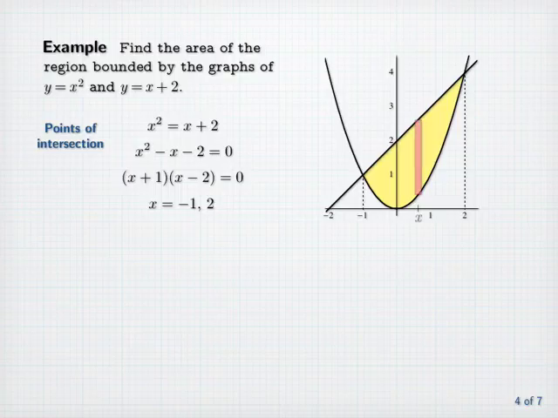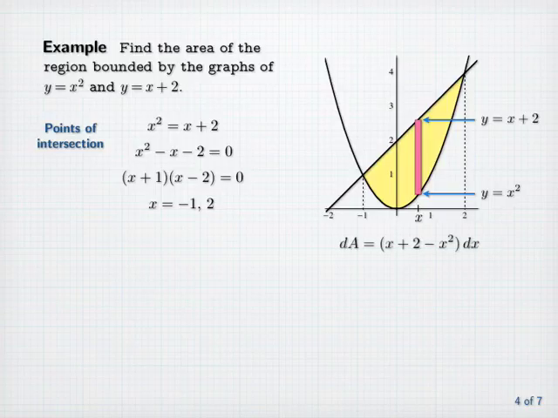Now let's look at a typical vertical slice in the region. The top of that slice is along the straight line y equals x plus 2, and the bottom of the slice is along the parabola y equals x squared. So the length of that slice is x plus 2 minus x squared. So we'll write our area differential dA as x plus 2 minus x squared times dx. And so the area is the integral from x equals minus 1 to x equals 2 of dA.